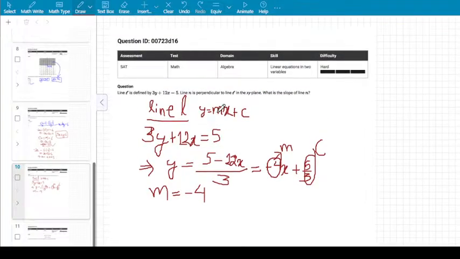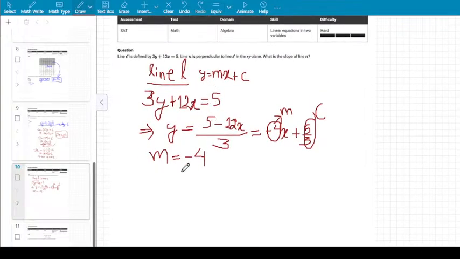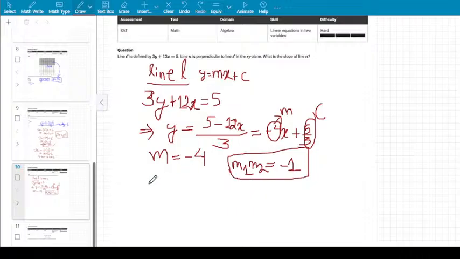And in the last class also there was a similar question. So we know that if a line is perpendicular to another line, then the product of their slopes will be minus 1. m1 m2 is equal to minus 1. So the slope of the second line, that is n, suppose it is m2, is equal to minus 1 by m, which is minus 1 by minus 4, which is 1 by 4. So the slope of line n will be 1 by 4.